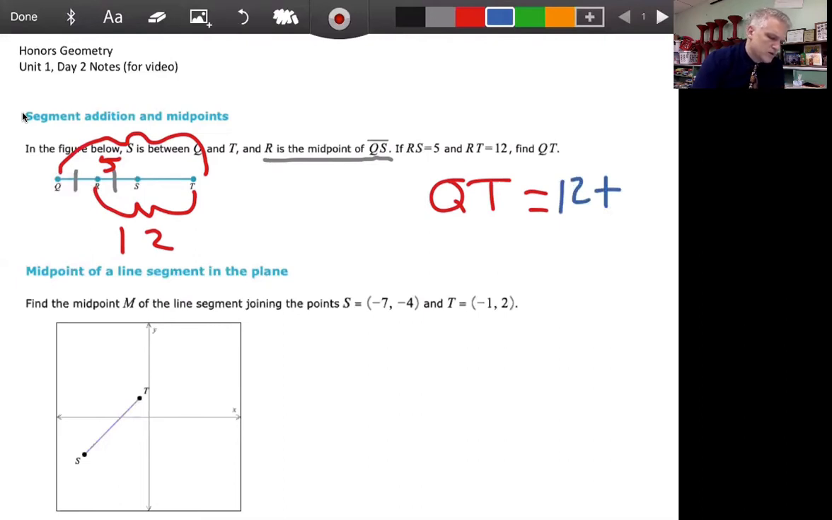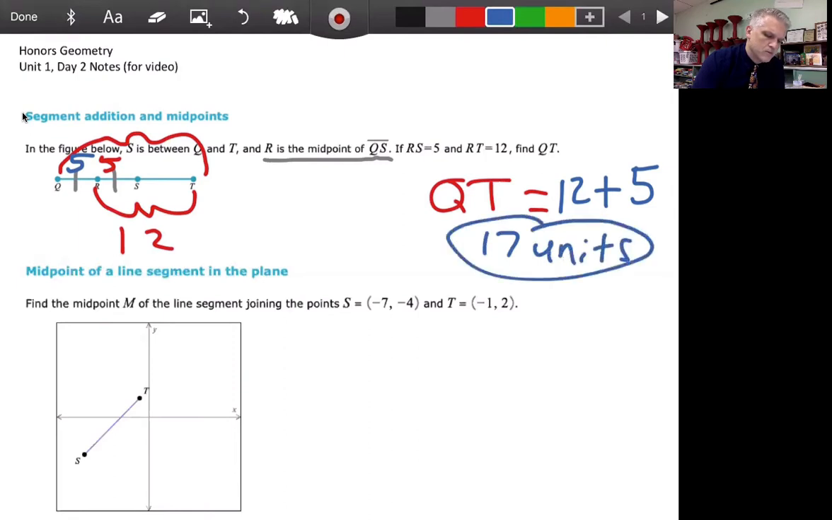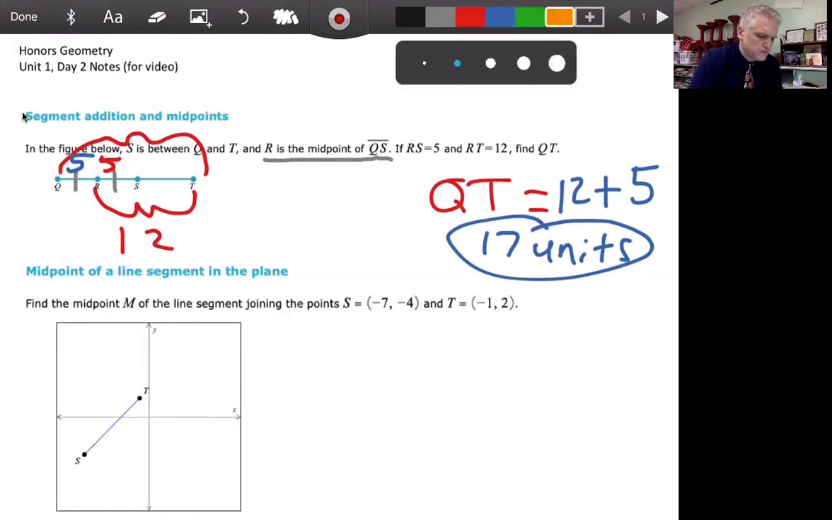Well, look, we know that RQ and RS are congruent to one another. So if RS is 5 units long, RQ is 5 units long. So QT is going to be 12 units plus 5 units, which would be 17 units in length. Okay, move down to the next question.